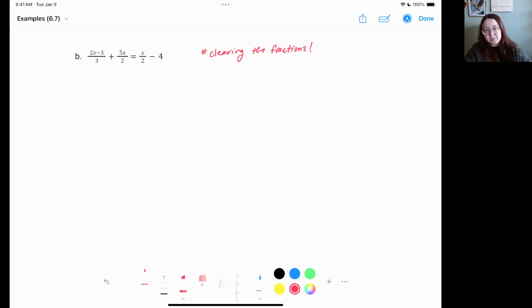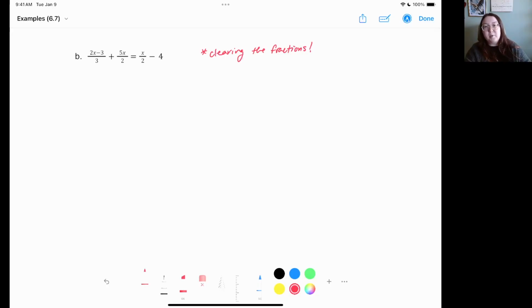So in our first portion there, 2x minus 3 over 3, the denominator is the number on the bottom, so that number is 3. Then for the second part, you have 5x over 2, so you have another denominator of 2. That equals x over 2, once again 2, minus 4, which doesn't have a denominator. Technically, it's 1. So you want to get the least common multiple of your denominators.